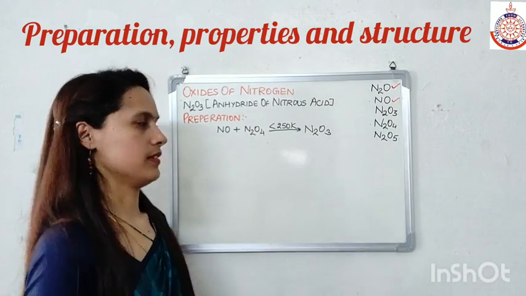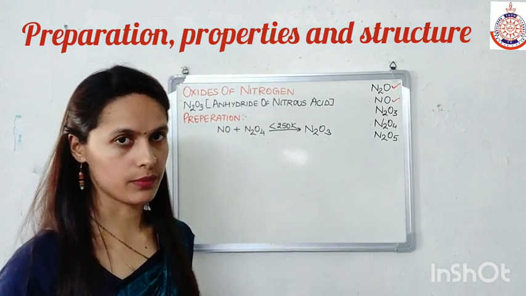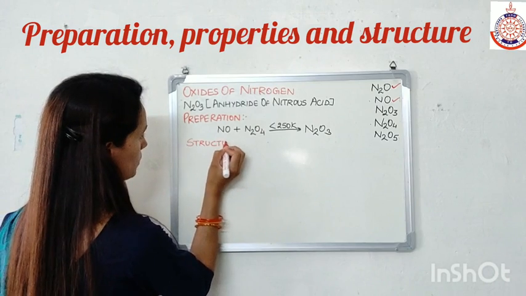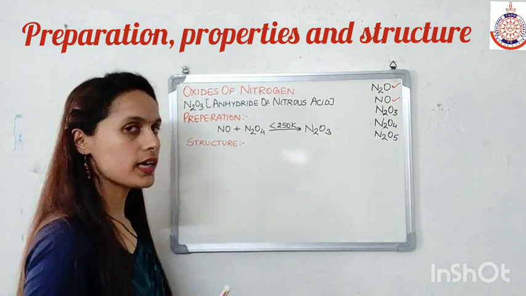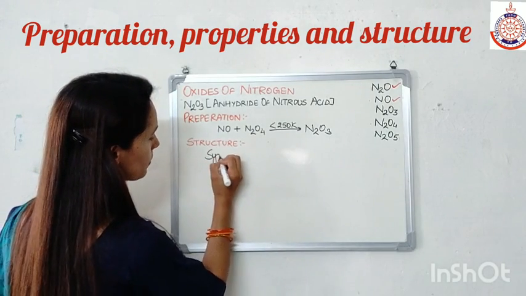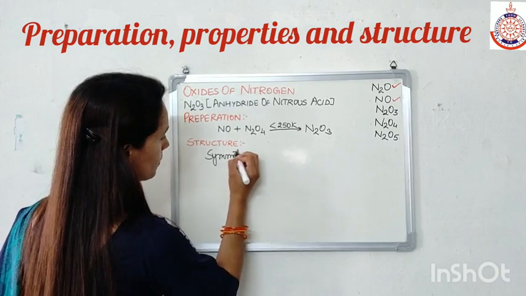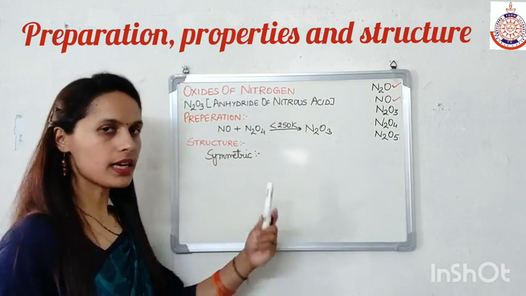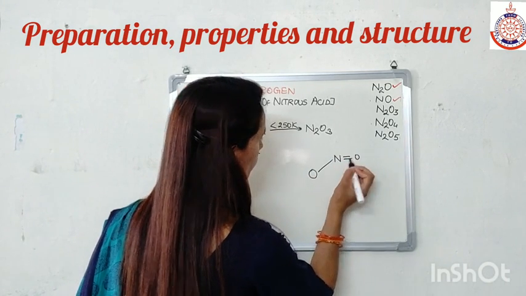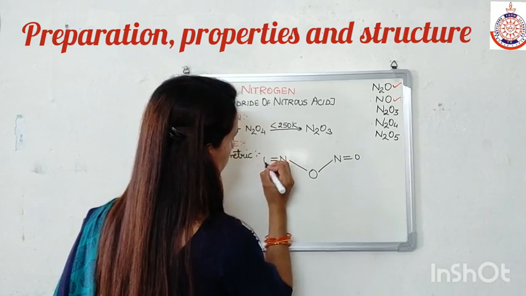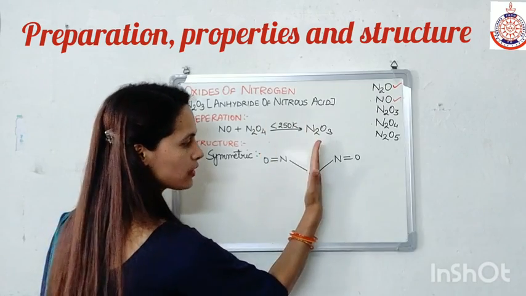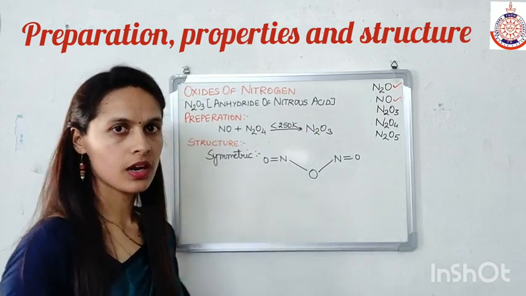Now, the structure of N2O3 is very interesting. Why is it interesting? Because N2O3 occurs in two forms. One is symmetric and the other is asymmetric. The first one is the symmetrical structure. The symmetrical structure of N2O3 is like this: O, N double bond O, N double bond O. So if I pass an axis through O, or if I pass a plane through O, then I get the same structure around O.